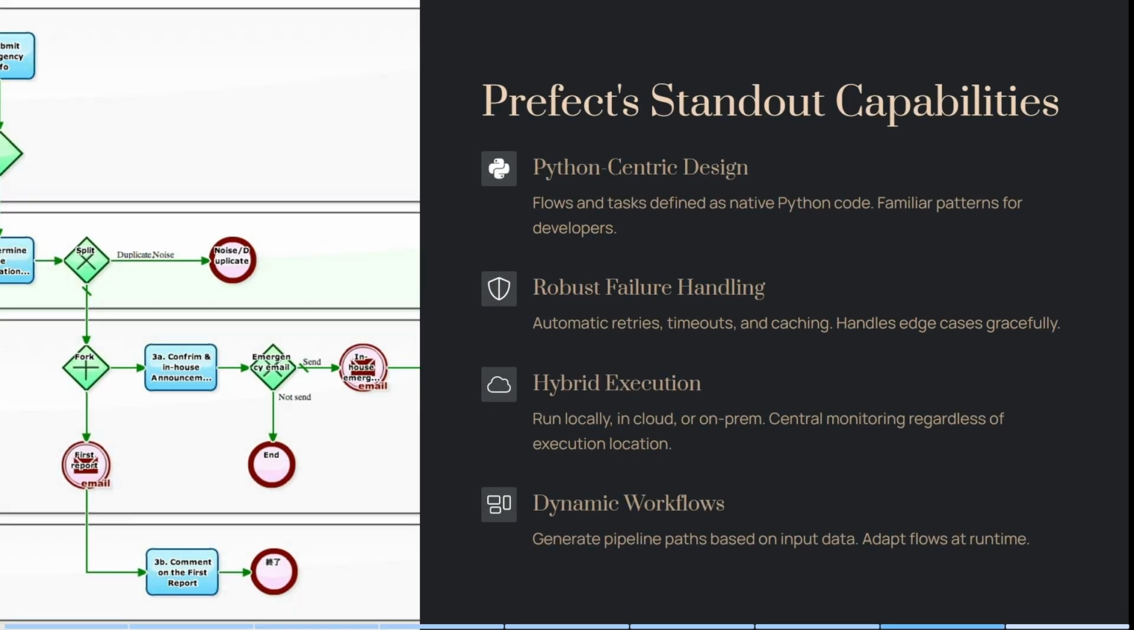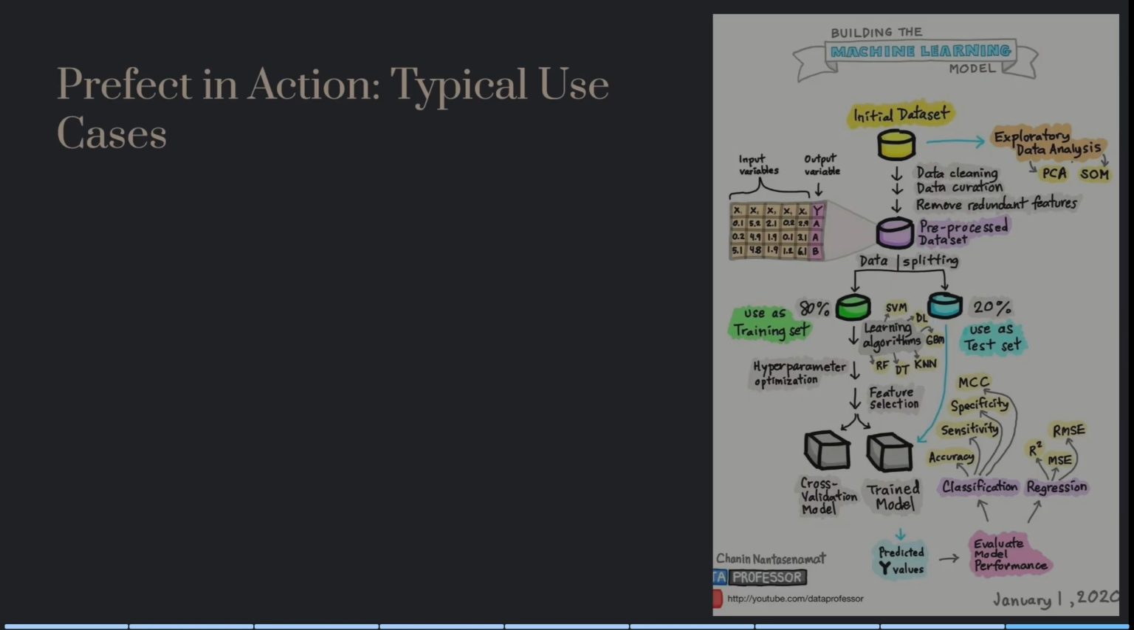The other thing is that flows and tasks are defined as native Python code. It's also familiar patterns for the developer. It has automatic retries, timeouts, and caching. This handles edge cases quite gracefully. You can run it locally, in a cloud, or on-prem. This means you have centralized monitoring regardless of the execution location. It also generates pipeline paths based on input data, which adapts flows at runtime.